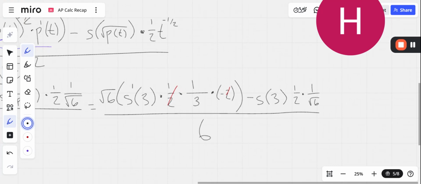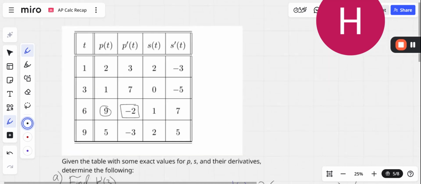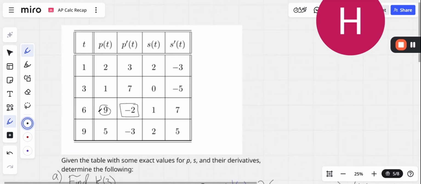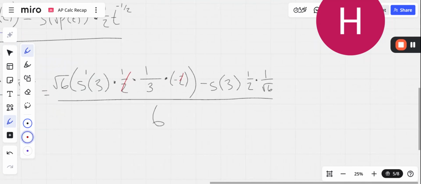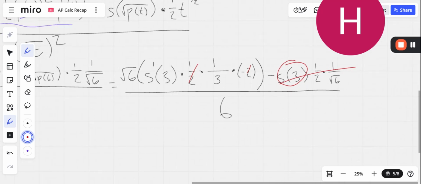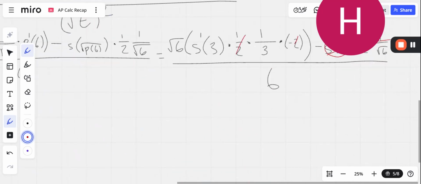Okay, still kind of messy, and we still have a couple of functions to evaluate. We still have to evaluate s of 3 and s prime of 3. You might remember that from the last one. That's 1 and 7. Oh, it's not. It's totally different. It's 0 and negative 5. Ooh, the 0 is going to come in handy. Where does the 0 belong for s of 3? Because this is a 0, all of this goes away. Very nice. Very nice.